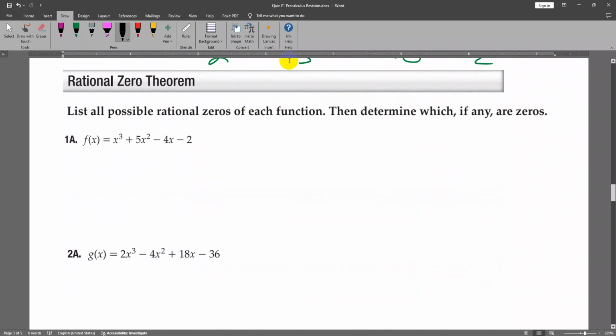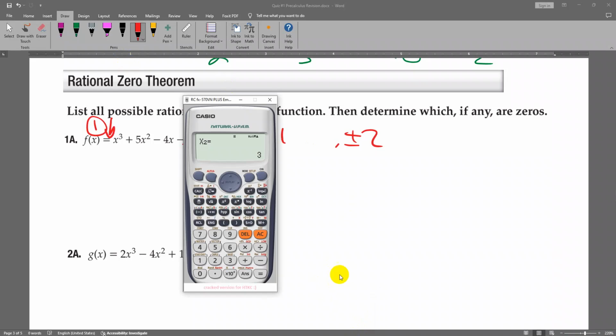Let's continue. List all possible rational zeros of each function, then determine which, if any, are zeros. Okay, this one is very easy. It's the rational zero theorem. You will take this number, get its factors 1 and 2, and we will take the positive or negative. Remember the coefficient here is 1. So let's try it and see which one of them is a zero.